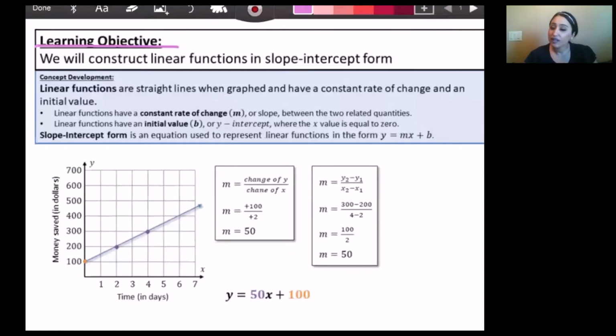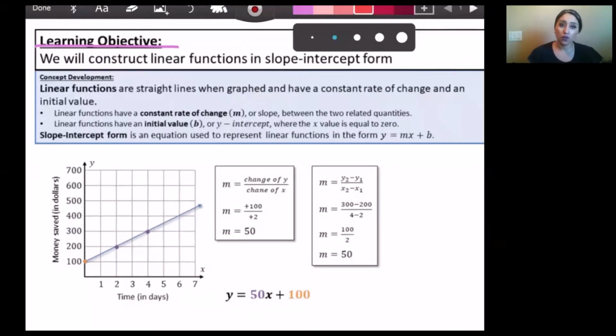Hey everyone, today's learning objective in our lesson is we will construct linear functions in slope-intercept form. I want you to focus on our learning goal for today. Construct means to build linear functions in slope-intercept form, which would be y equals mx plus b.